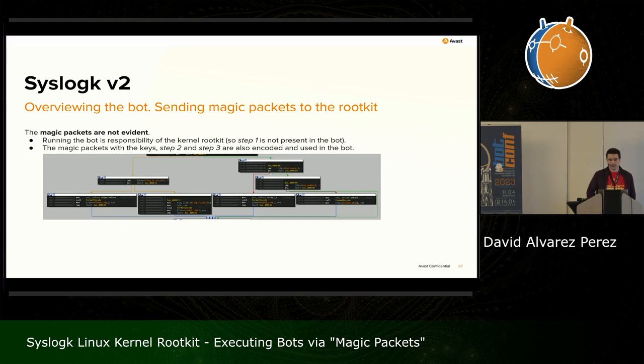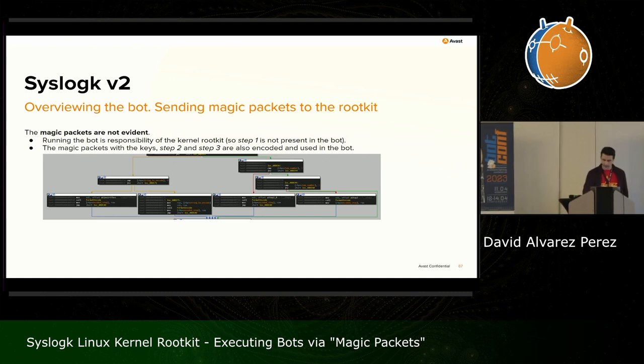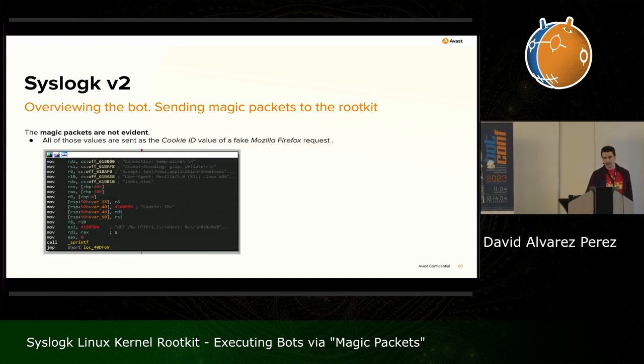And of course, the steps and also other values that can be encrypted and then encoded are performed in this function in the bot. And those values, the step 2 and the step 3, go in the cookie ID. This is the reason why they use Base64. They want to make it more realistic.